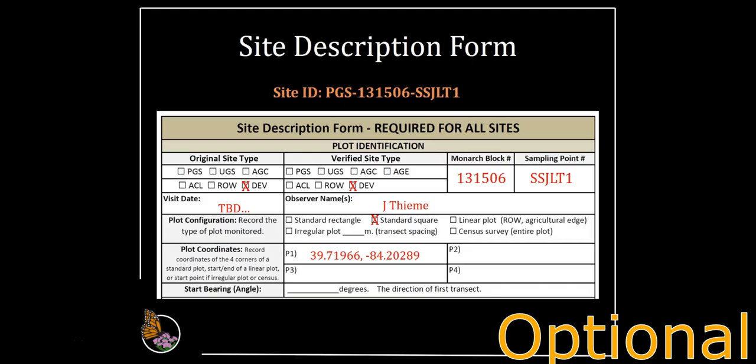Once you have the coordinates from the mapping tool, you can write them in P2, P3, and P4 spaces and navigate to them directly in the field. You can also record the starting bearing, or the angle, that we got using the mapping tool at 225 degrees. Again, it's not necessary to fill in all of this information using the mapping tool, but it can be a useful alternative if you need to know exactly where the plot will be ahead of time.